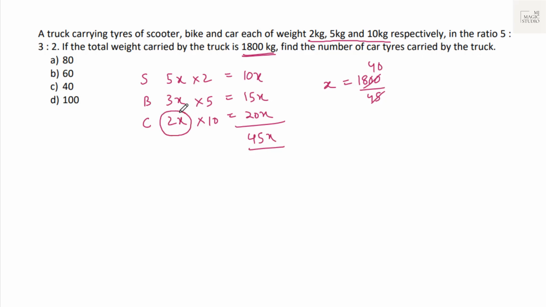The number of car tires carried by the truck is 2x. 2 into 40 is 80. Option A is the pick. Straight questions of compound ratios.